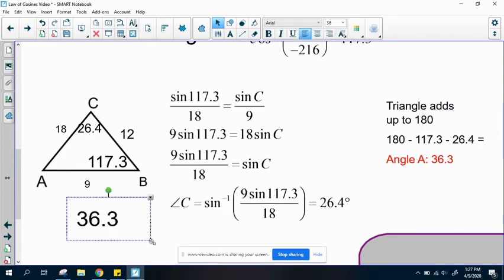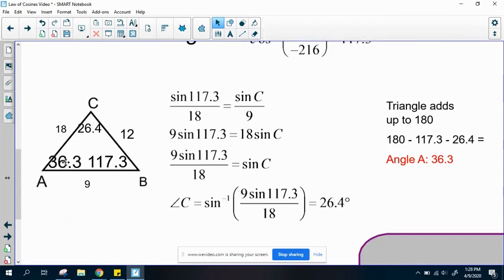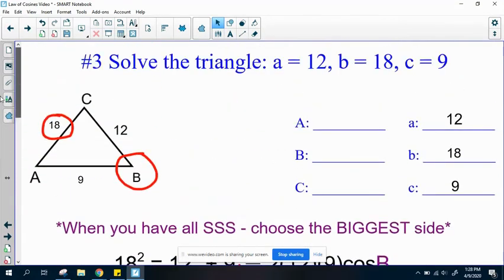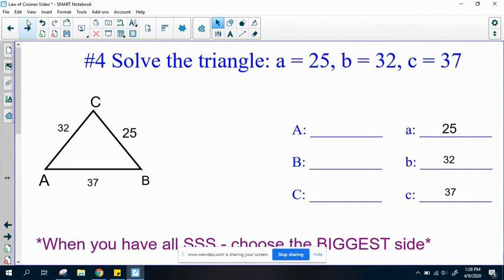These are very long problems. They're very calculator based, so be very careful how you type things in. I'm going to put up one more problem on here that's similar to this. I'd like you to pause the video and try to work it out, and then when you're done, unpause the video and I'll show you the answer. But again, this is one where it's a side, a side, a side. You have no angles, so you don't have a choice.